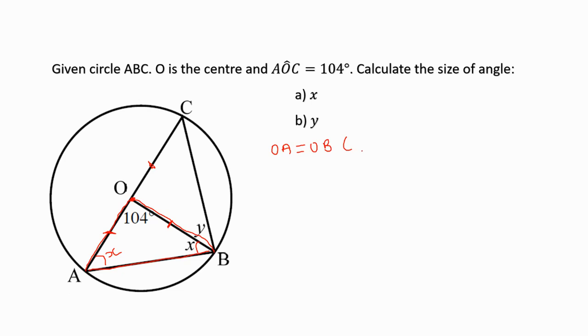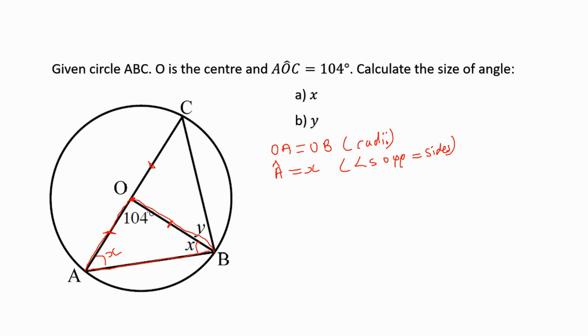Because they are what? Radii. They are radii. Okay, and then since they're equal, then angle A is equal to x. Why are we saying that? Angles opposite equal sides.